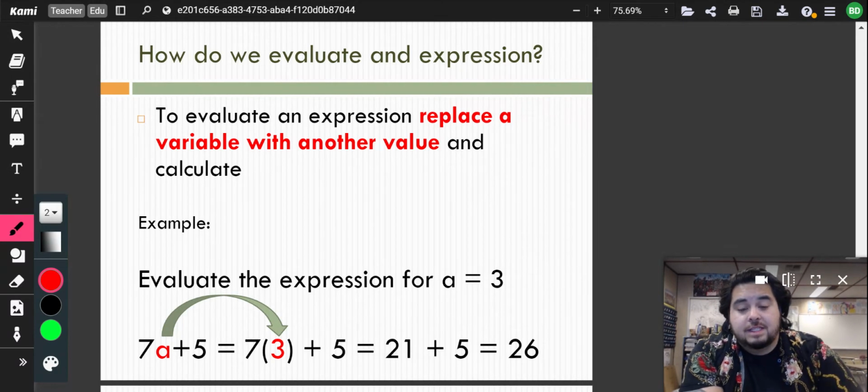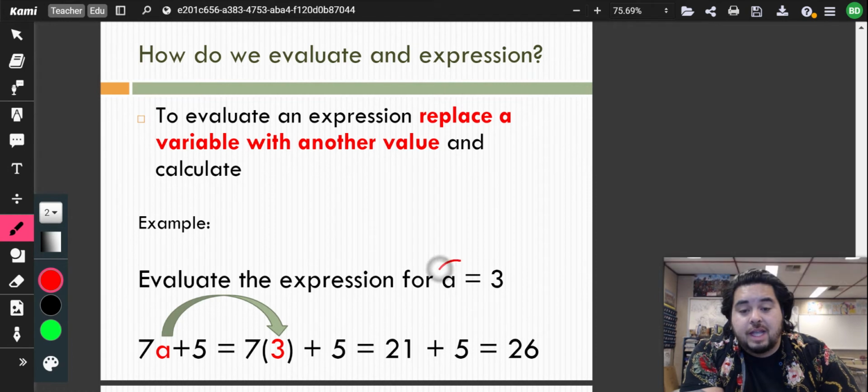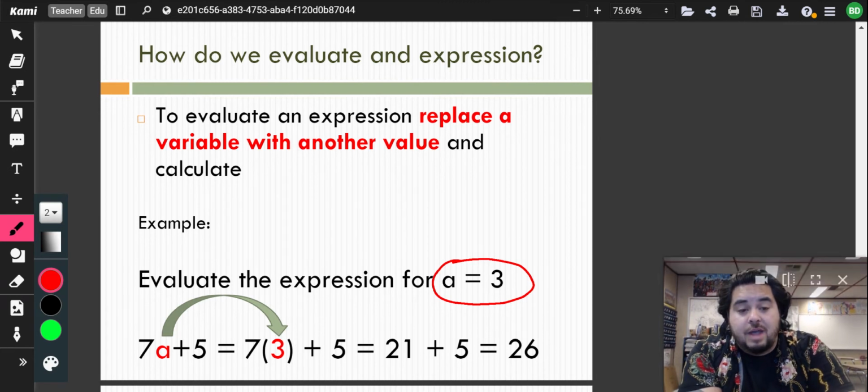So in this example, they're asking us to replace a. Wherever you see the letter a, you're going to replace that with the number 3. So here 7 times a becomes 7 times 3. And again, the reason we put the 3 in parentheses here is because we don't want it to look like 73. So here it's really easy to tell 7a, you're not going to confuse those. 7 multiplied by a. 7 multiplied by 3, it's easier to tell it's not 73 when we use the parentheses here. And then you just do the operations. You add, subtract, multiply, or divide, whatever it's asking you to do.